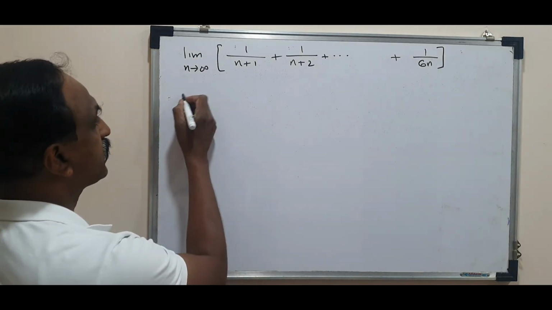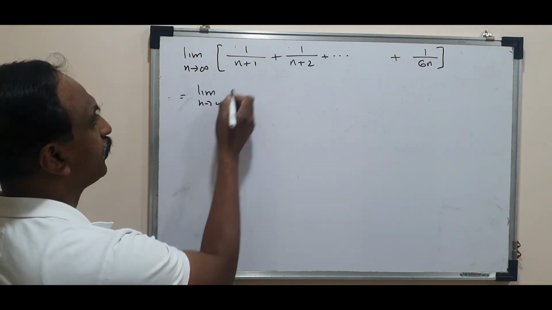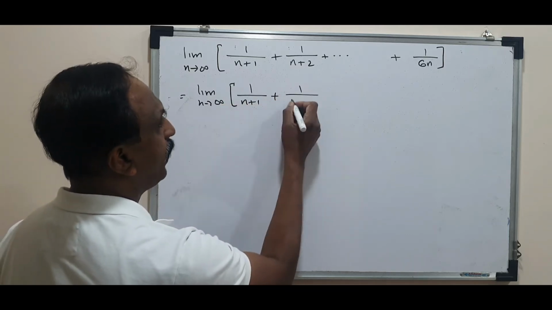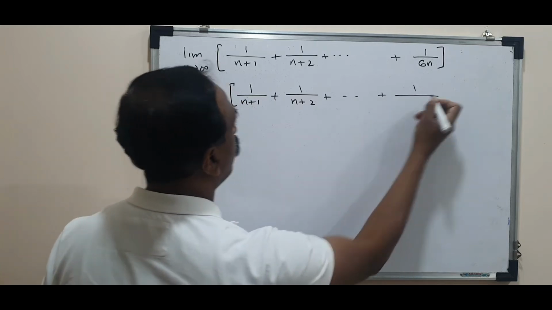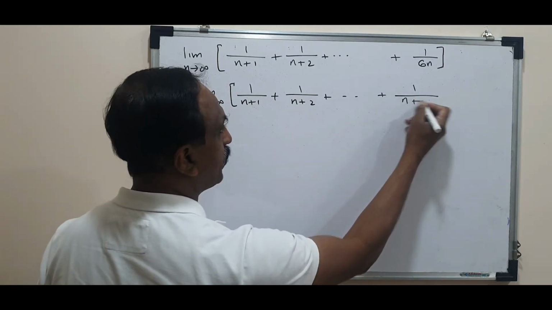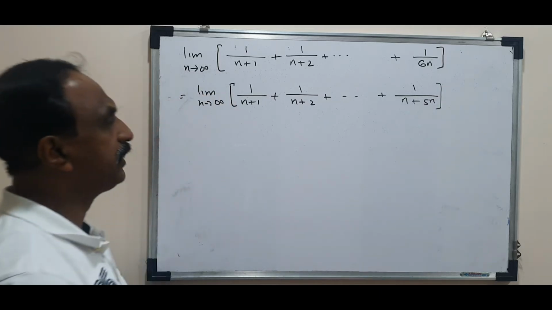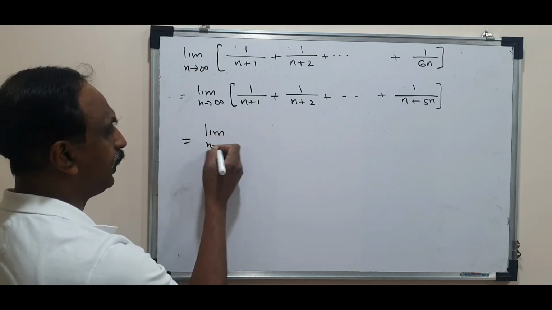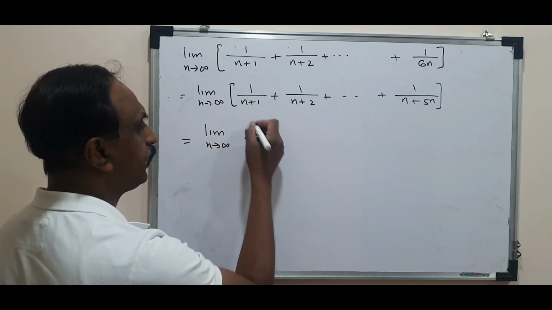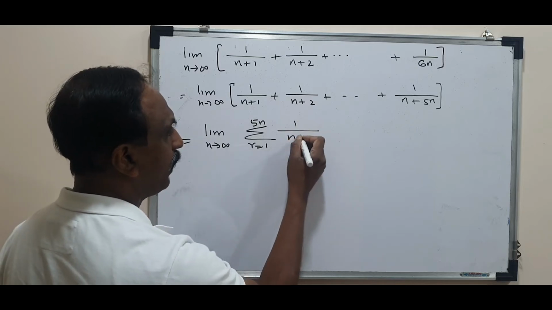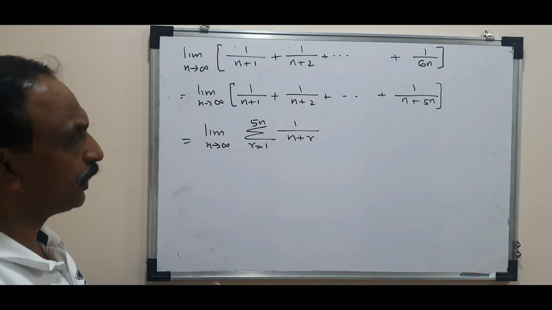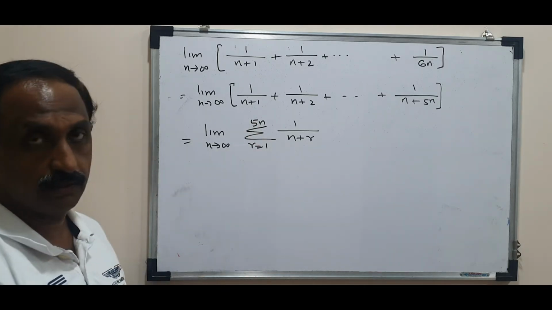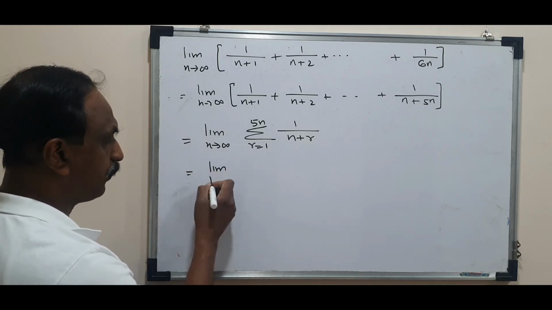First of all, we'll write this as limit n tends to infinity, 1 upon n plus 1 plus 1 upon n plus 2, goes on like that. What is constant here? n is fixed. So n plus 5n, that means your r starts from 1 to 5n. So I can write limit n tends to infinity, sigma r equal to 1 to 5n, 1 upon n plus r. As usual, I have to see that the limit is from 1 to n, a single number n, not 5n.